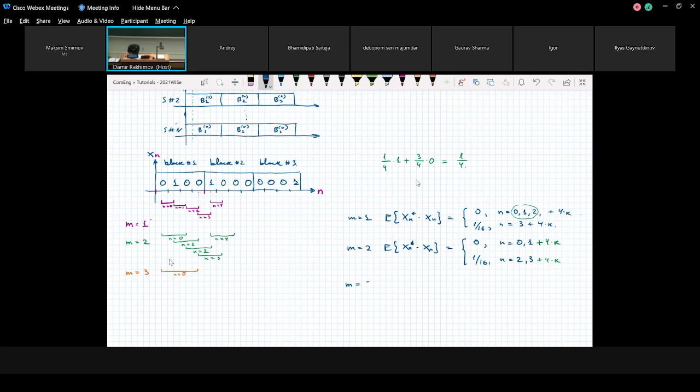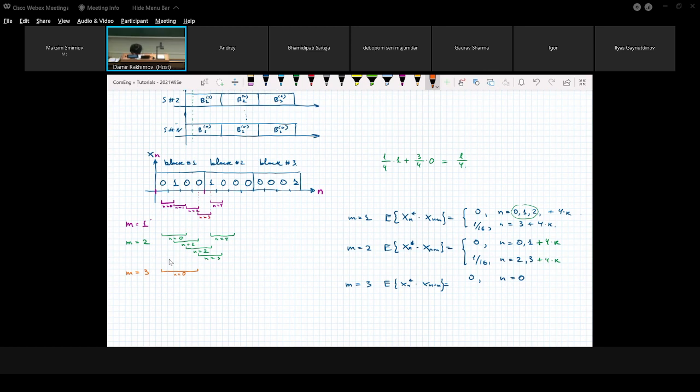M equals to... value of. Actually, I should write it as x n plus m. It will be forward. Otherwise, it's just the second moment. So we have 0 for n equals to 0. Okay, let's see what happens.